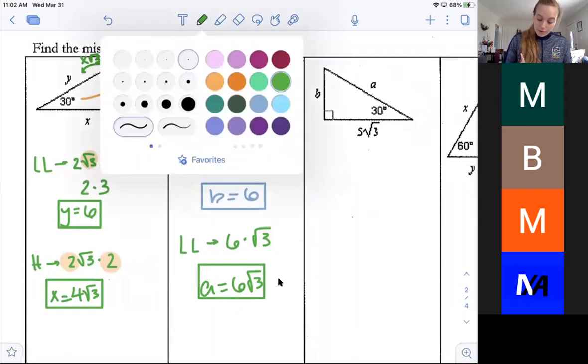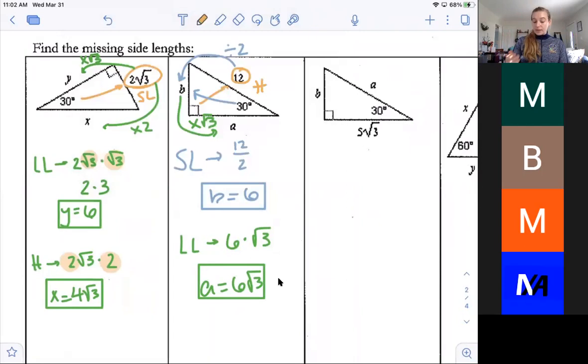Okay. The third example is the third type I could give you. I gave you not the short leg, not the hypotenuse. I gave you the long leg this time. I know because if the angles already labeled are 30 and 90, then the last angle has to be 60. And across from 60 is my long leg. So 5 root 3 is my long leg.